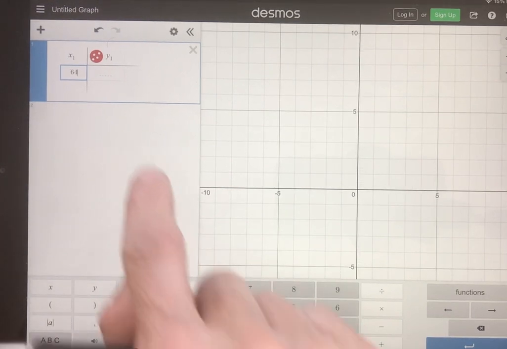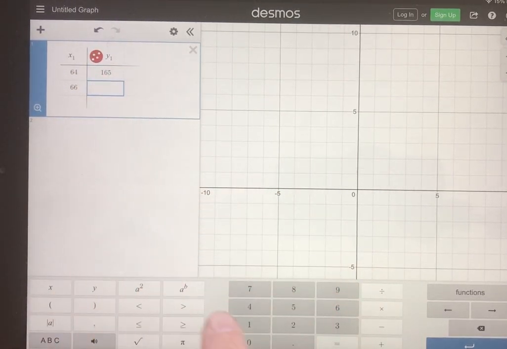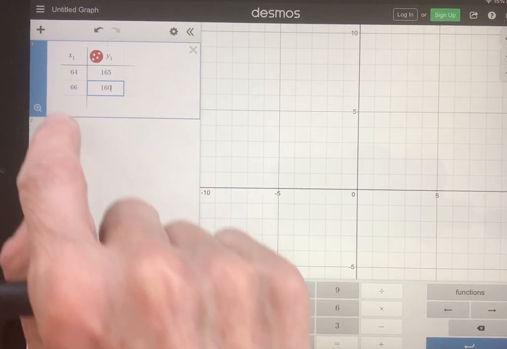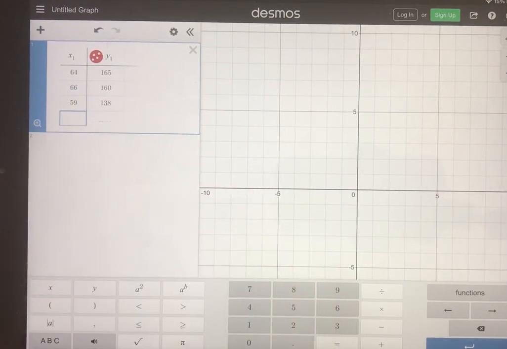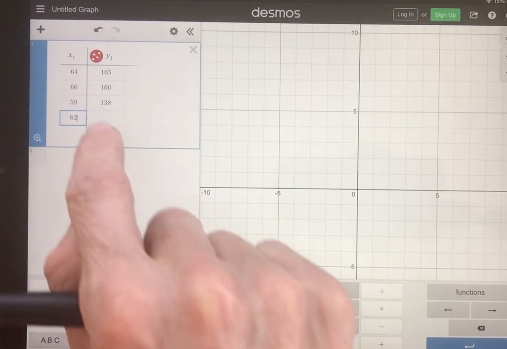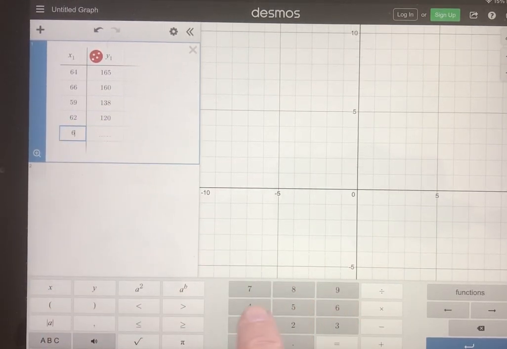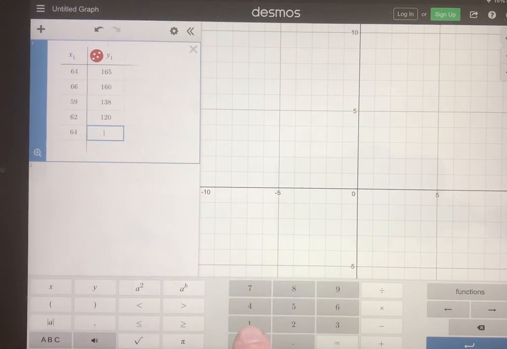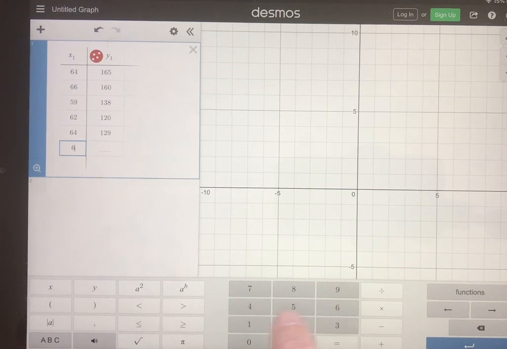And so my first person A has a height of 64, a weight of 165. My second person B is height of 66, a weight of 160. Person C is 59 inches with a weight of 138 pounds. Person D is 62 inches with a weight of 120 pounds. Person E, 64 inches with a weight of a lightweight 129. Person F is 61 with a weight of 152.